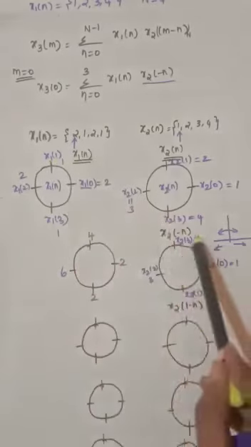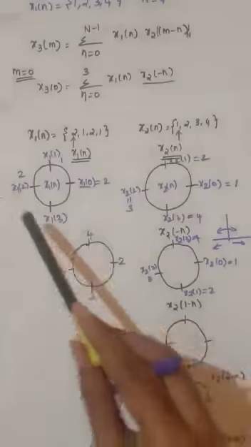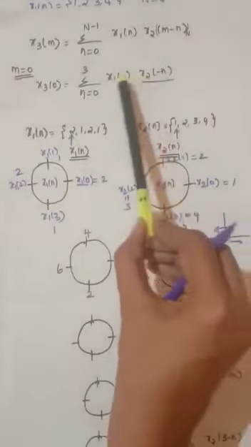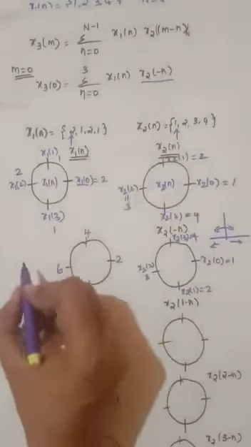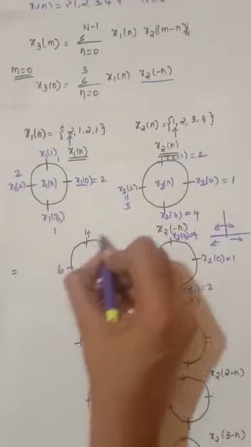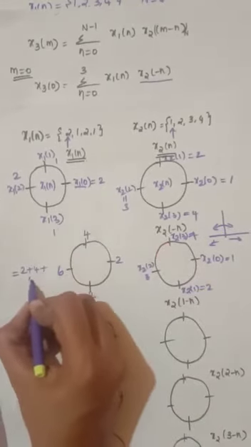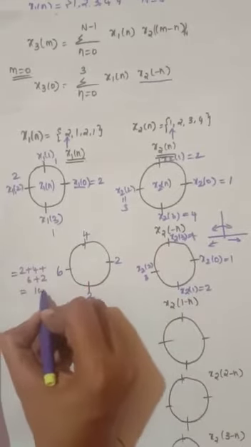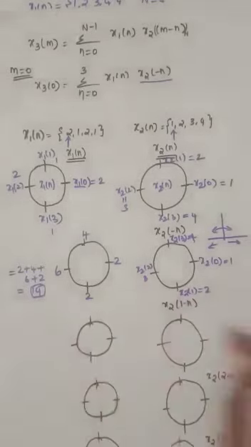So 1 into 4 is 4, 2 into 1 is 2, 1 into 2 is 2, 2 into 3 is 6. After multiplication, I finally need to do summation, summing all these values. So 2 plus 4 plus 6 plus 2. What will you get? You will get the answer as 14. So x3 of 0 is 14 now.